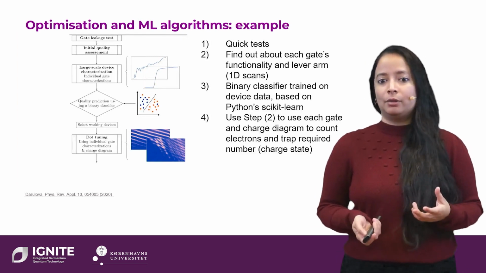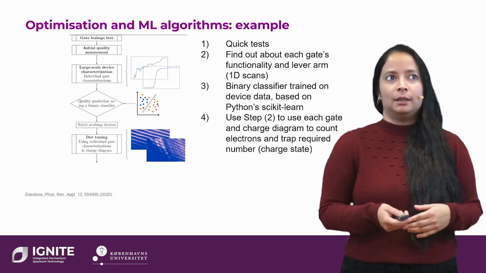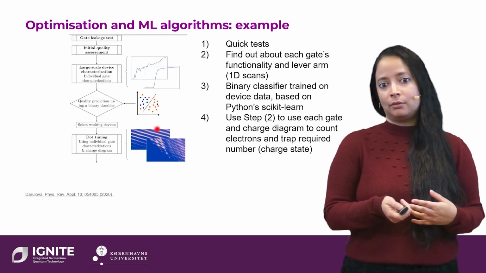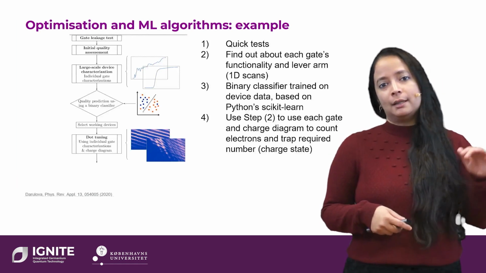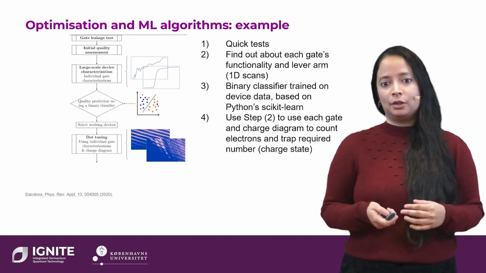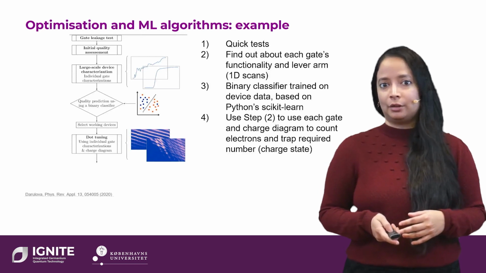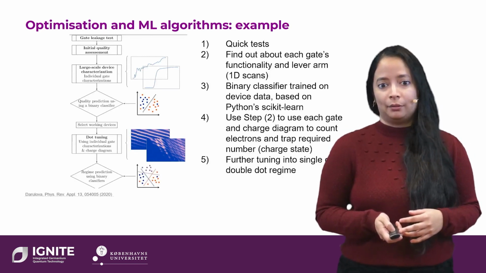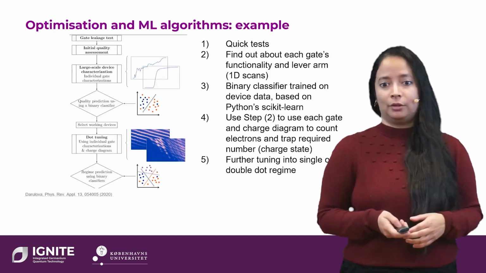And you can use this to count electrons and trap the required number of charge states. And the thing that actually lets you do this is the fact that a single quantum dot, if you remember when we talked about it before, has a different pattern of lines. They are kind of diagonal, for instance, than a double quantum dot, which would have a kind of honeycomb pattern, for example. And you can use this to trap the required number of electrons, and you can proceed with further tuning into the single or double dot regime.